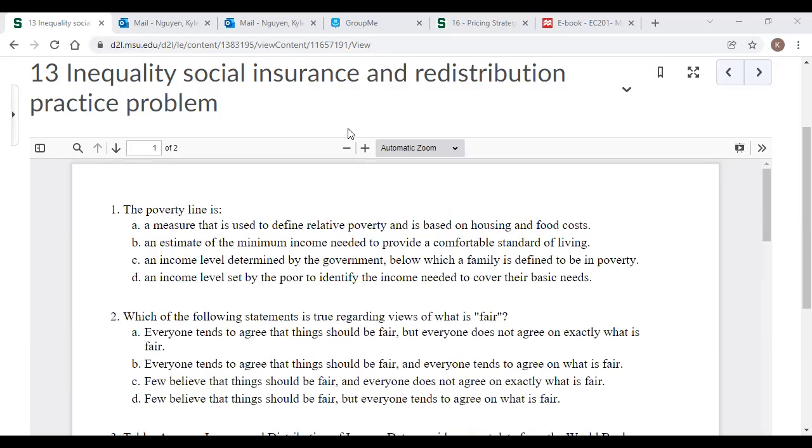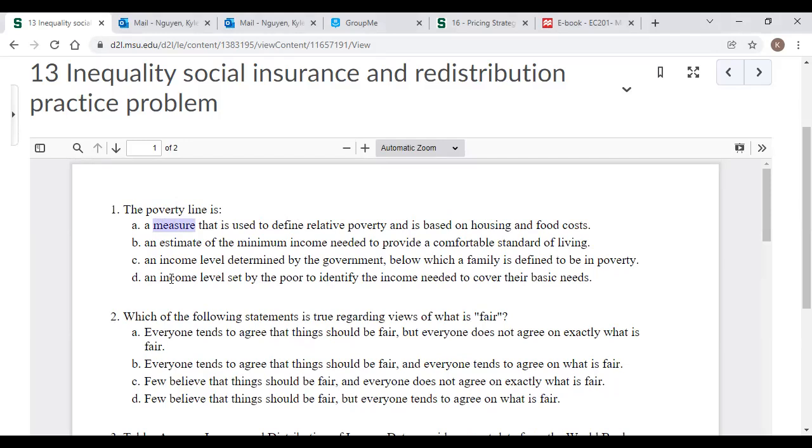Like for me, I might get confused between A and C, but the reason that C is the right answer is that the poverty line is a government-issued income level. Because the government is the one that issues it and regulates it, C is the correct answer, right? Yes, and I also want you to remember, it is not a measure. It does not measure anything.